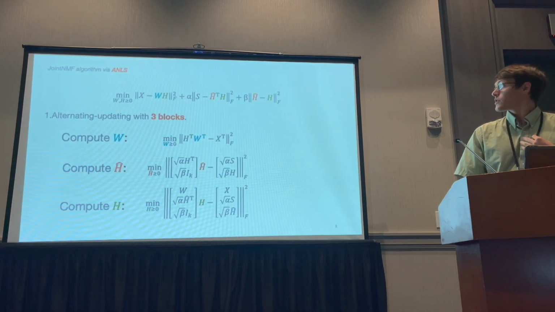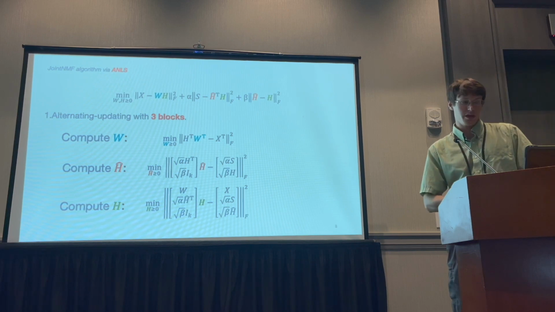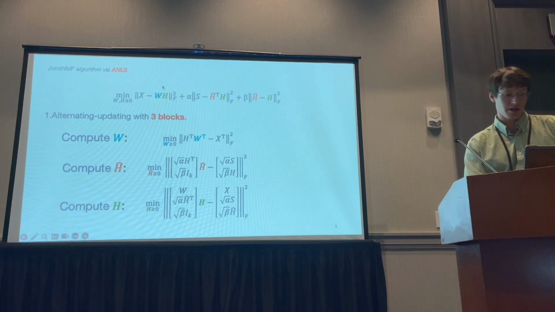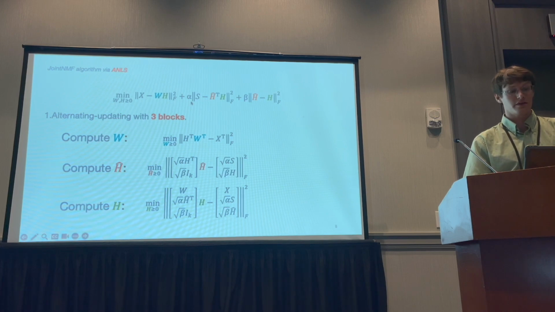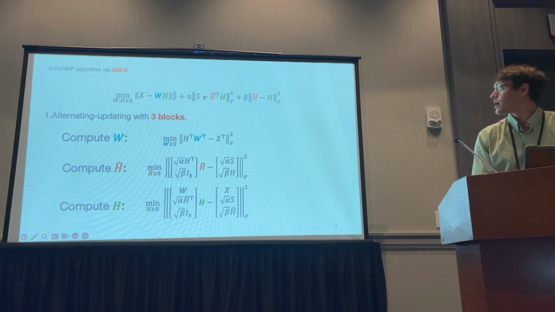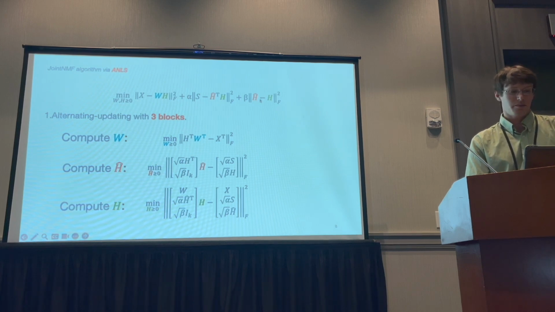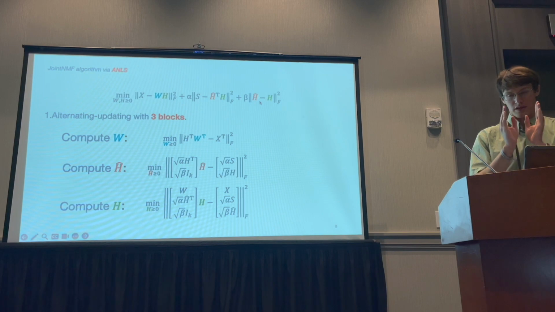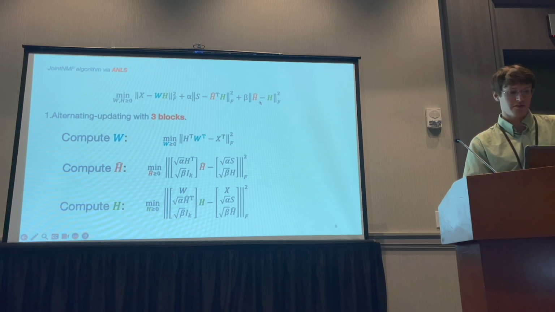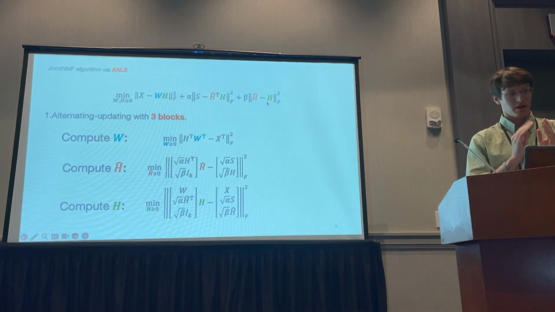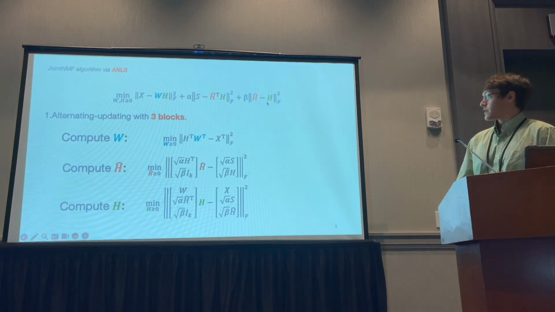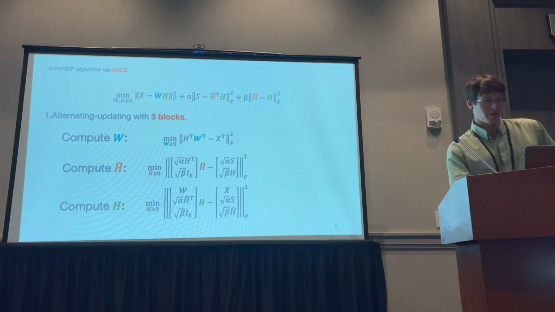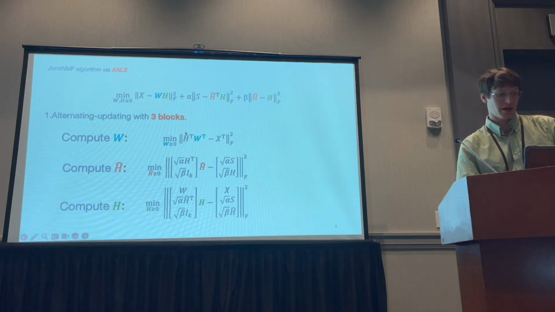So for the ANLS-based algorithm, we take the original objective function and we relax it a bit. Basically, we remove the strict symmetry constraint on S here by introducing this H hat variable, and then we incentivize H hat and H to be similar by this regularization variable here. Basically, the higher the beta value, the more similar H hat and H will end up being. And so essentially, first we're going to hold everything but W constant, solve for W.